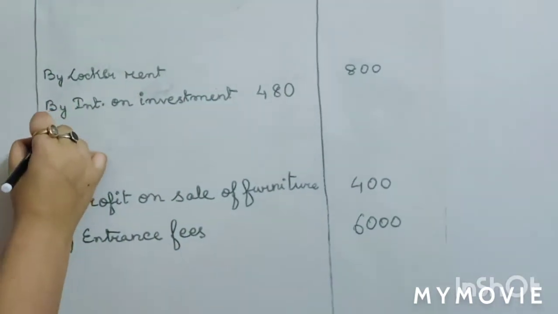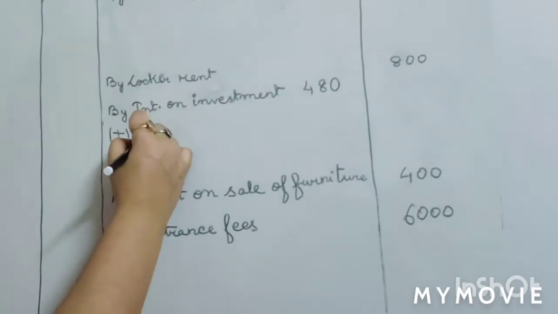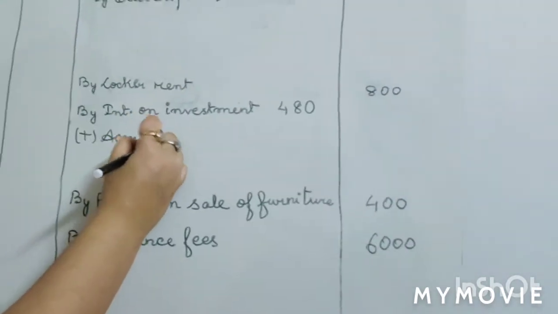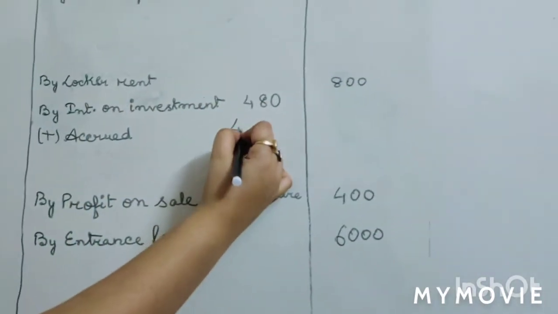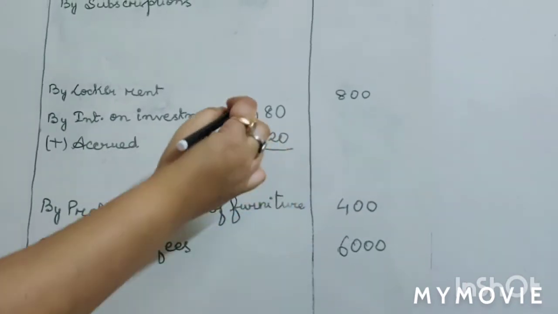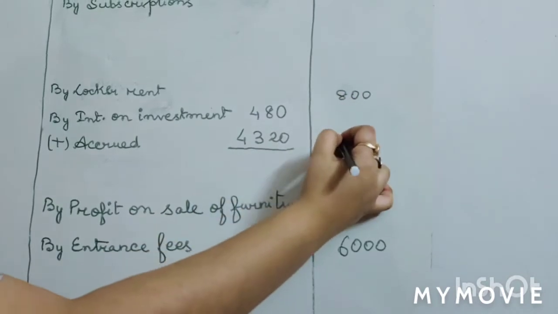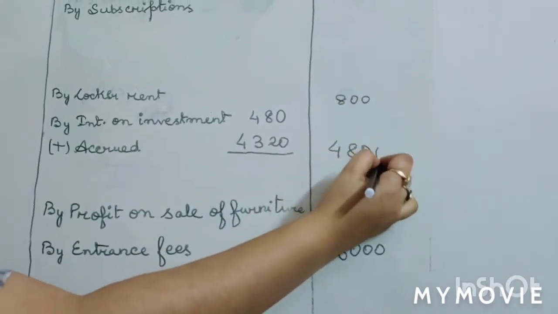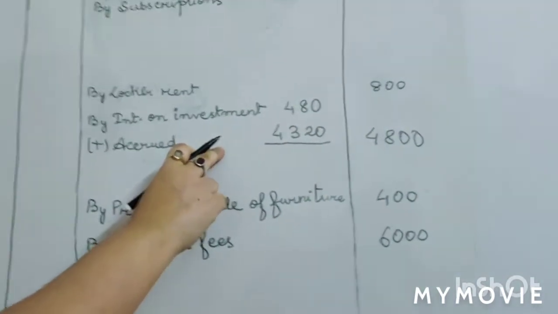How much we have received? 480. Accrued means still to be received. How much was the amount? 4,320. This means 4,800 is our total interest on investment.